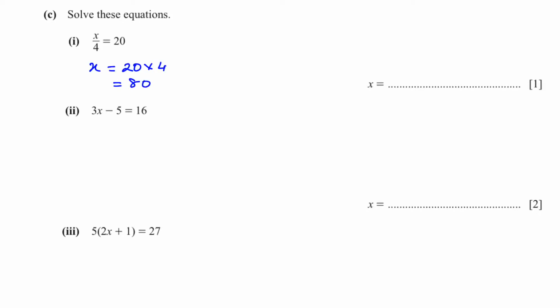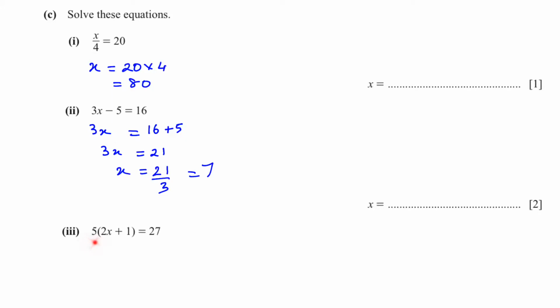In 2, we have 3x minus 5. This negative 5, when I move to the other side, it will become positive 5. So 16 plus 5 will give me 21. This is a multiply, 3 multiplied by x. So the 3 when I bring to the other side will be divide. And we will get x is equal to 21 divided by 3, which is 7.